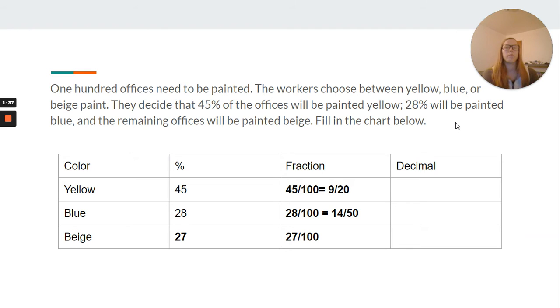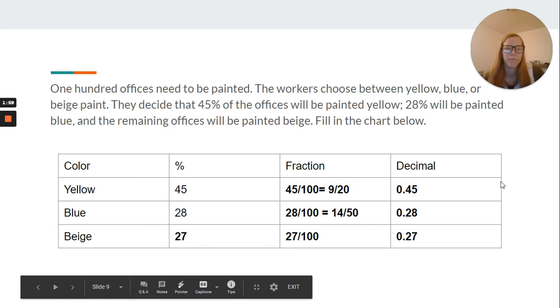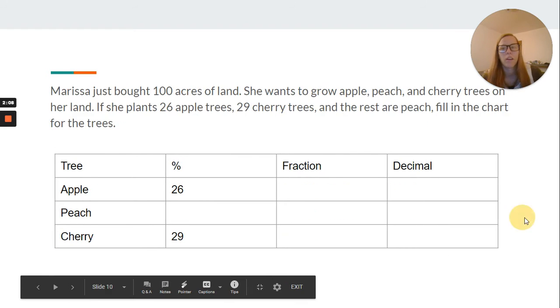Now, how do we do the decimal? Again, all of ours have two numbers, and all of our fractions are over 100, so that means all we have to do is write the decimal with one number in the hundredths place. So we have 0.45, 0.28, and 0.27. And if you would add all four of those up, it'd be 1, which would be equivalent to 100%, okay?